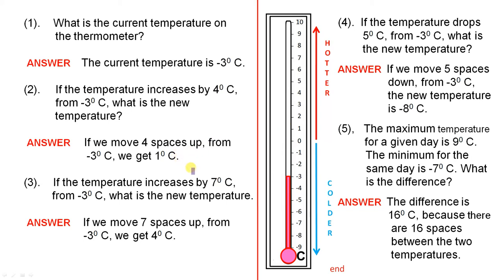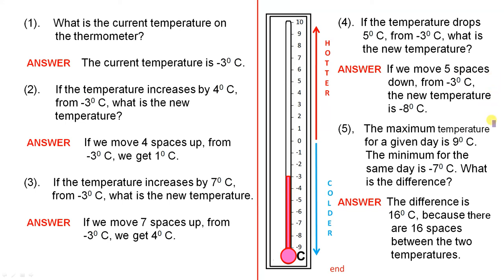If the temperature increases by 7 degrees Celsius from minus 3 degrees Celsius, what is the new temperature? The answer, if we move 7 spaces up from minus 3 degrees Celsius, we get 4 degrees Celsius. And the next one, if the temperature drops 5 degrees Celsius from minus 3 degrees Celsius, what is the new temperature? The answer, if we move 5 spaces down from minus 3 degrees Celsius, the new temperature is minus 8 degrees Celsius.